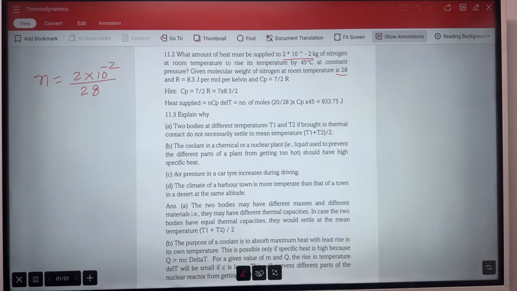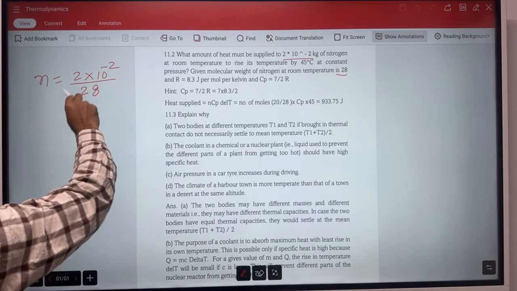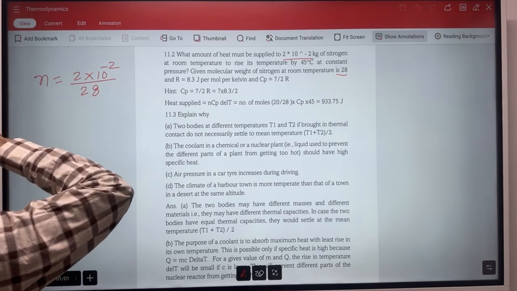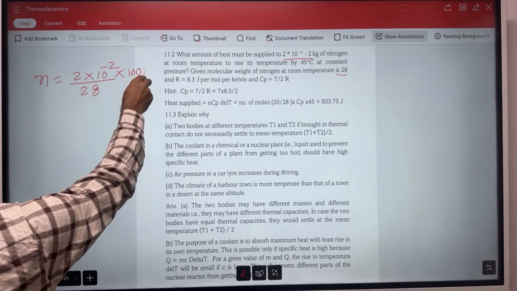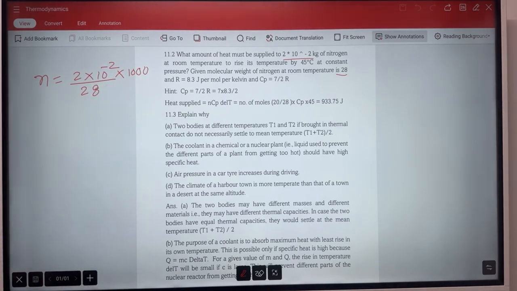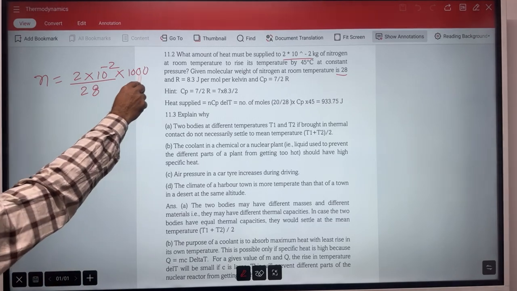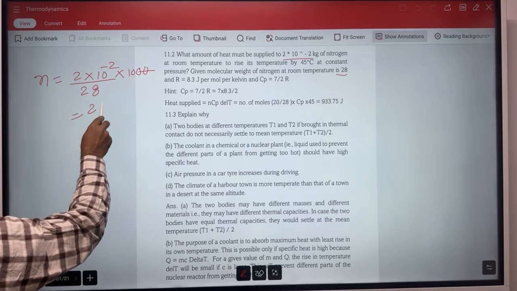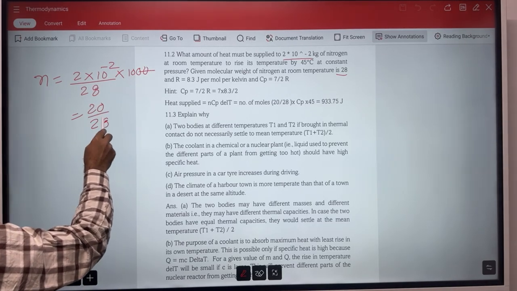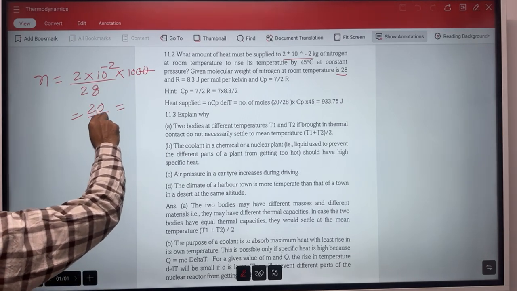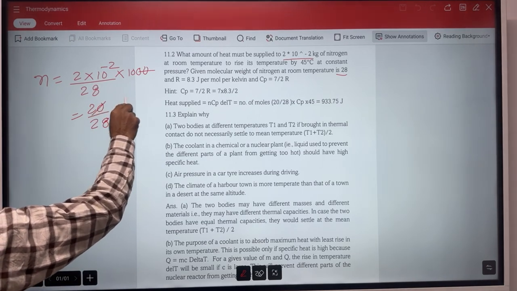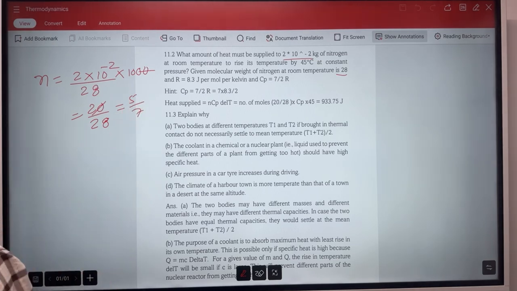This is in terms of kg, this is in terms of gram, right? So here if you convert into gram, you have to multiply by 1000, then 2 zeros will cancel out. You will be left with 20 upon 28, correct? Or half, you can write it 5 and this 7. So 5 by 7 moles.